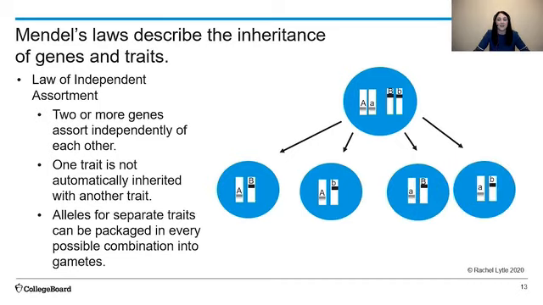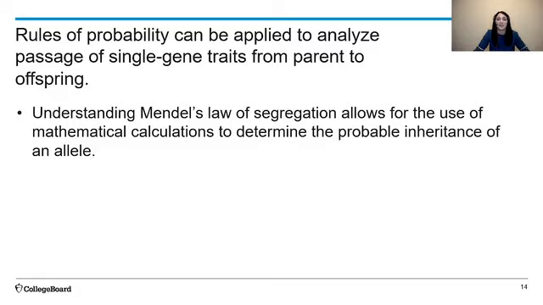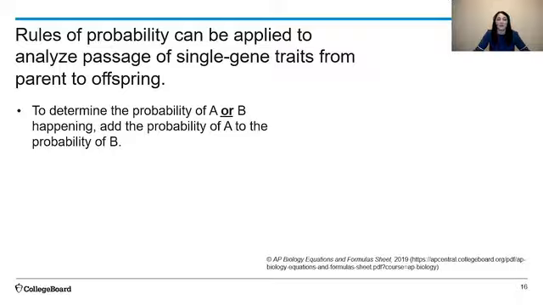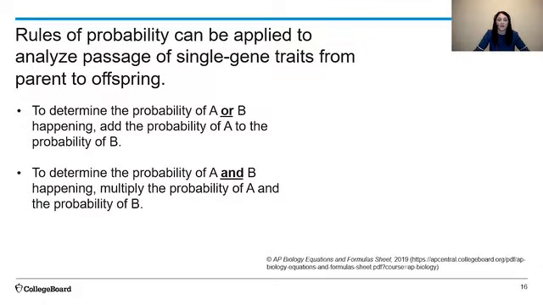We can also use rules of probability to analyze the passage of traits from a parent to offspring. And so understanding Mendel's law of segregation allows for the use of mathematical calculations to determine the probable inheritance of an allele. So let's look at an example of that. If we want to determine the probability of event A or event B happening, we want to add the probability of event A to the probability of event B. But if we want to determine the probability of event A and event B happening, we're going to multiply those probabilities together.